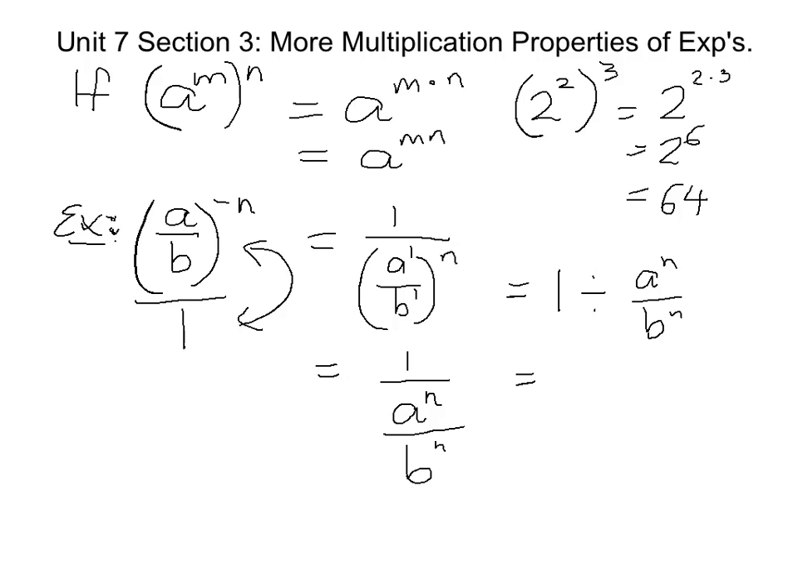And if you remember your keep, change, flip rule, I'm going to keep the 1. I'm going to change the division sign to multiplication, and then I'm going to flip this back fraction again. A lot of flipping going on. So b to the n over a to the n. When I finally simplify this, I get b to the n over a to the n. So there's our final answer.